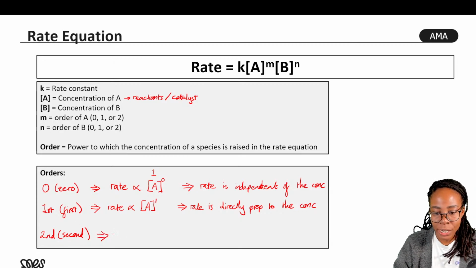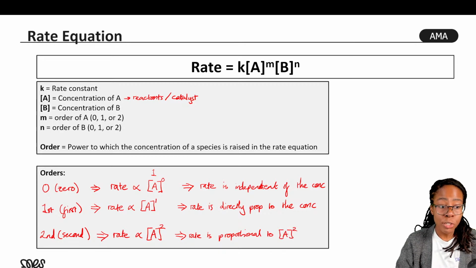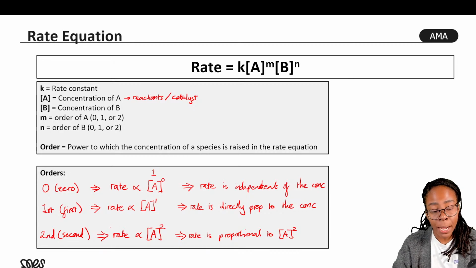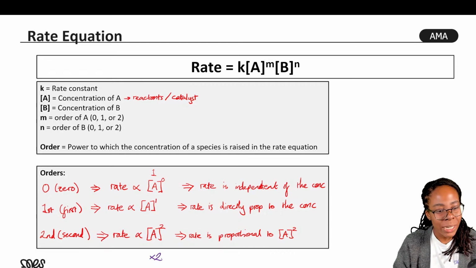For second order, rate is proportional to the concentration of our species raised to the power 2, so squared. So that is telling us that rate is proportional to the concentration of A squared. So if the concentration of A were to be multiplied by 2, what would happen to the rate?